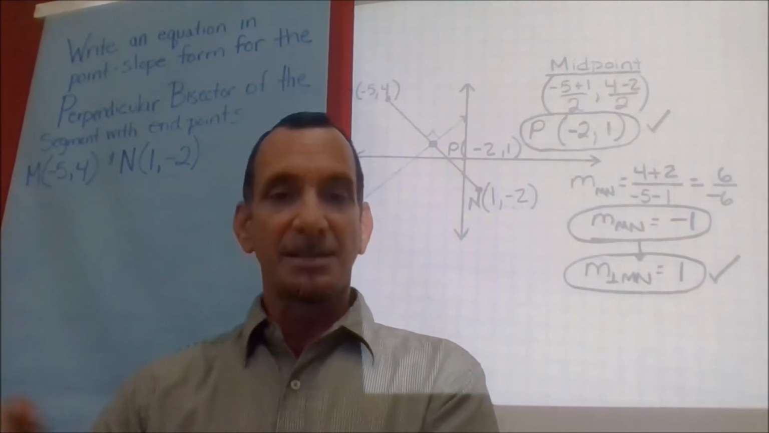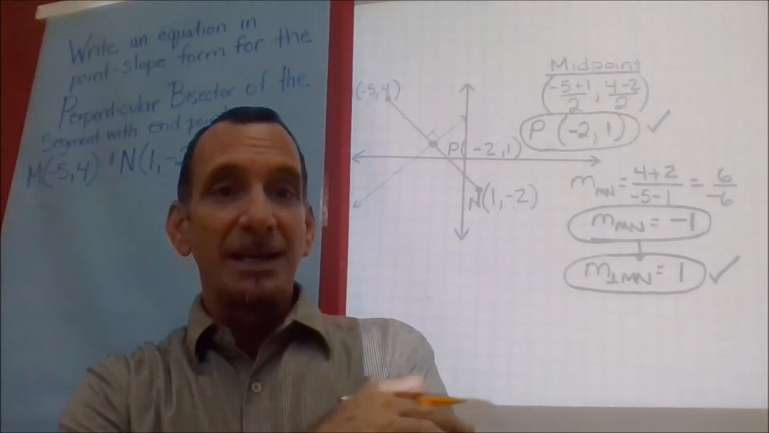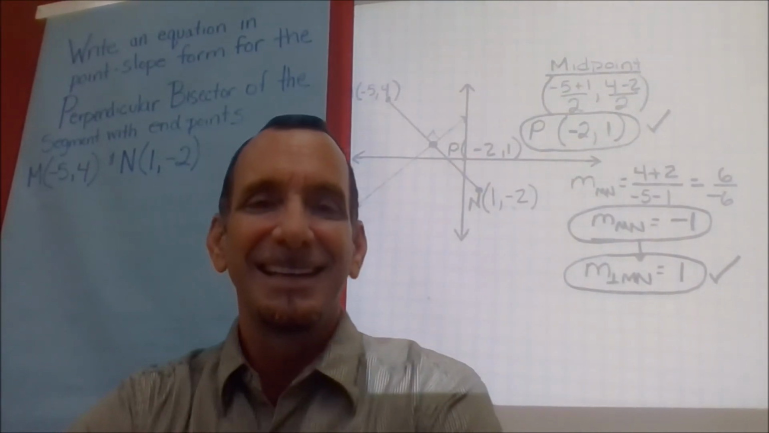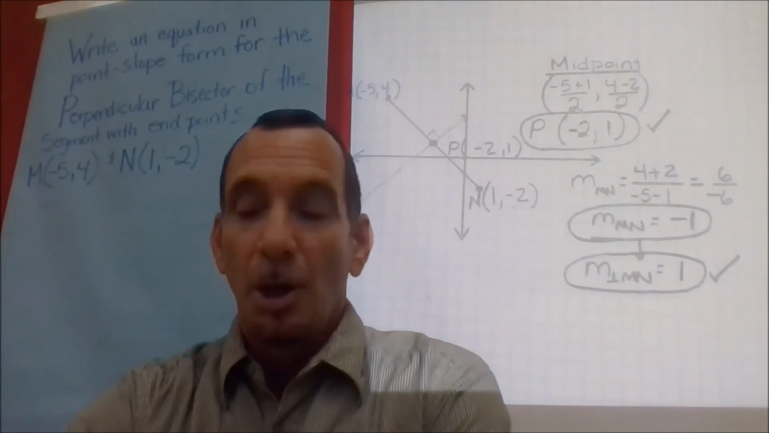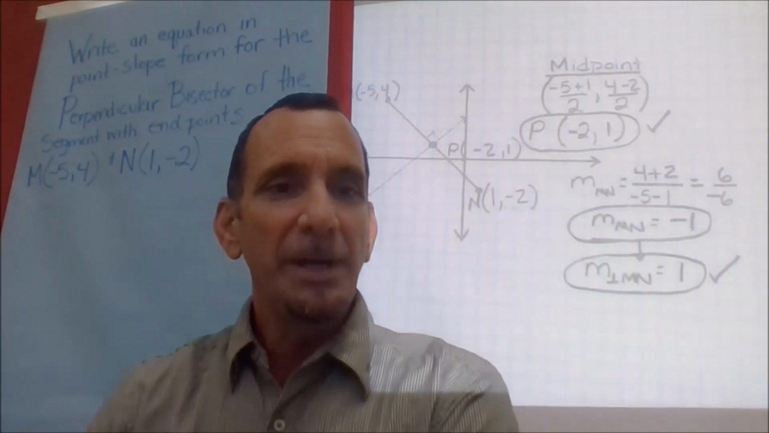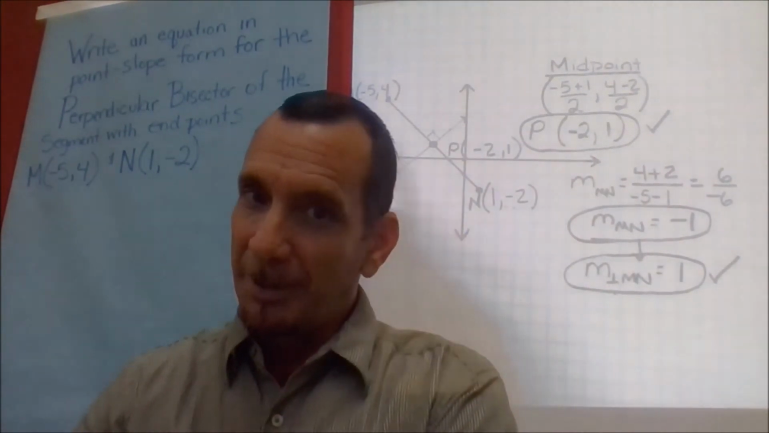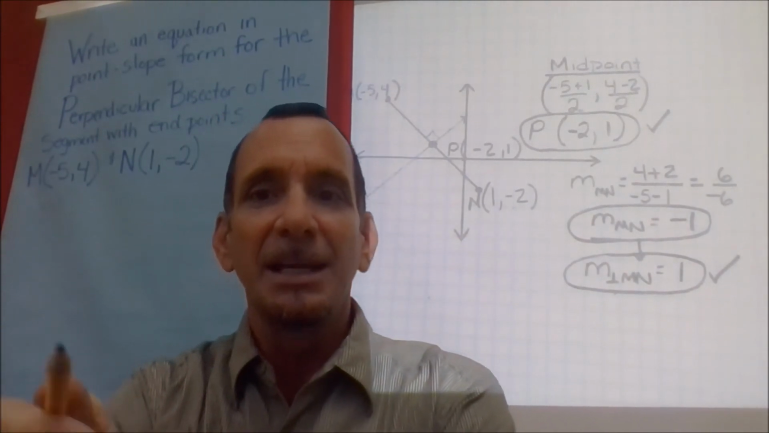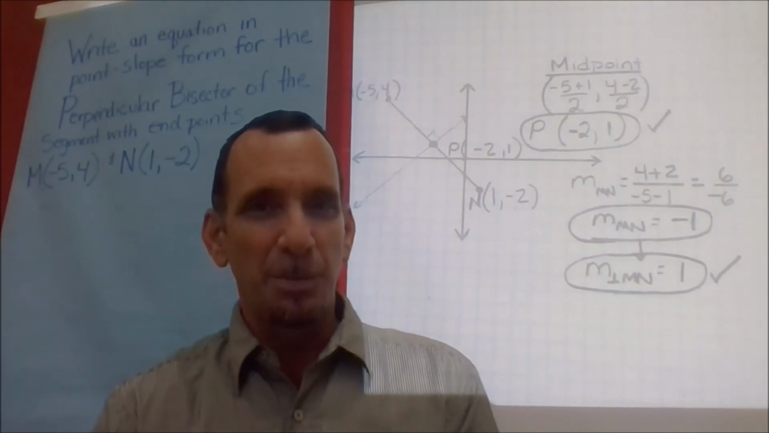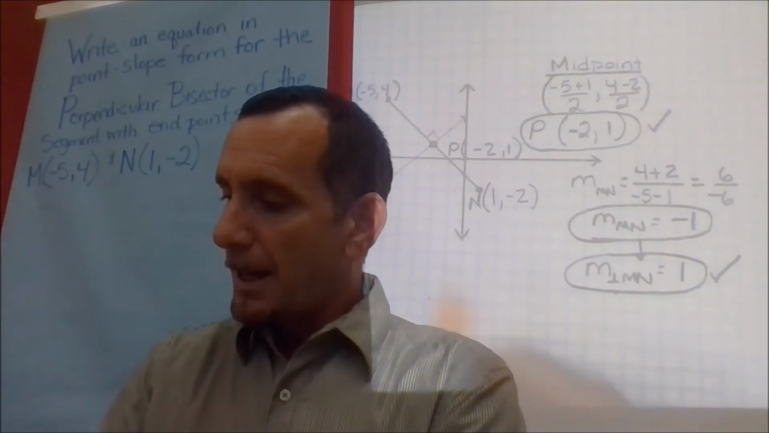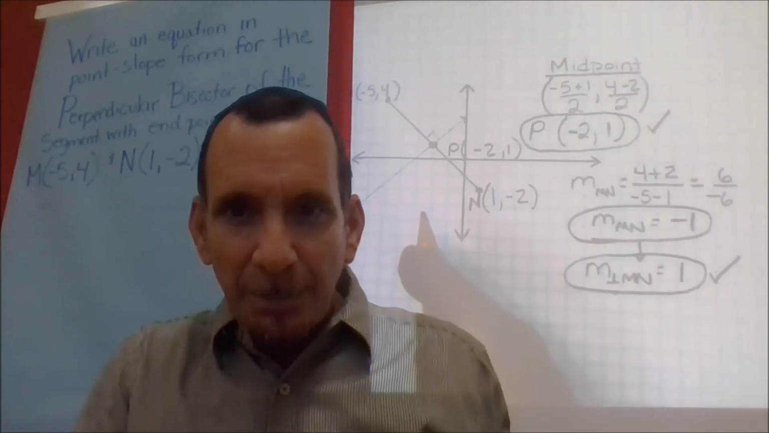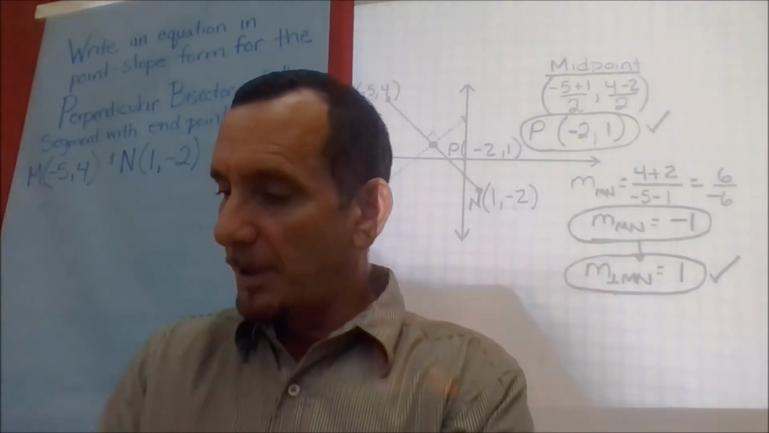Now this is the slope that I can use to write an equation in point-slope form. Guess what? We're almost done. We have a point on the perpendicular bisector, and we have the slope of the perpendicular bisector. And now we can write an equation of the perpendicular bisector in point-slope form. So let's do that. We know this formula, we're going to use it all the way through AP Calculus, and we're going to do that formula right now.